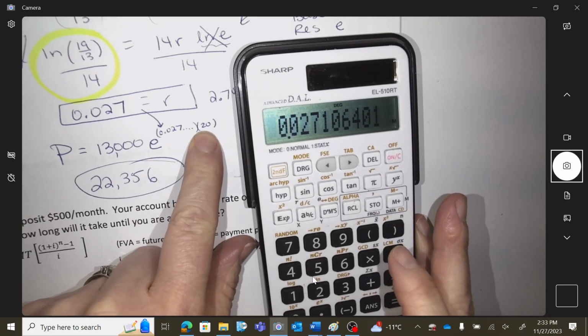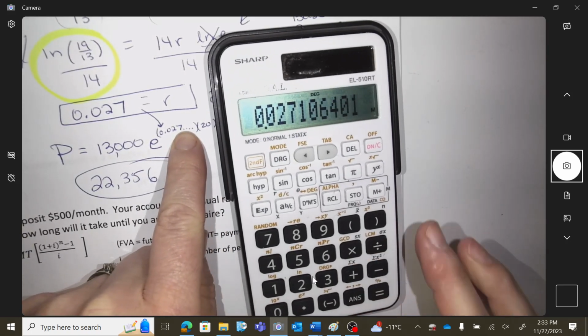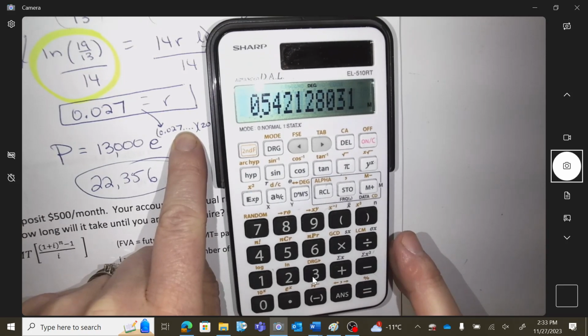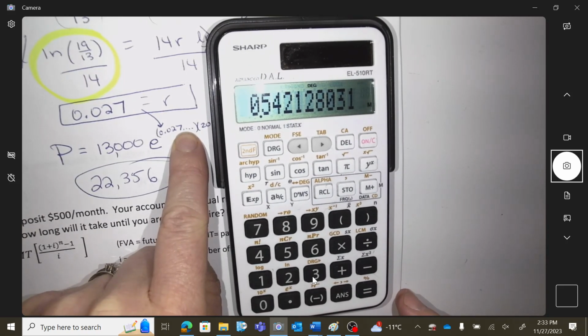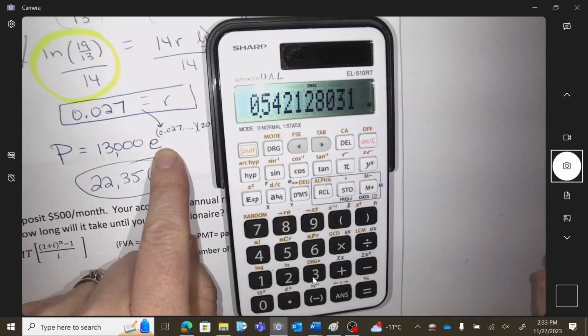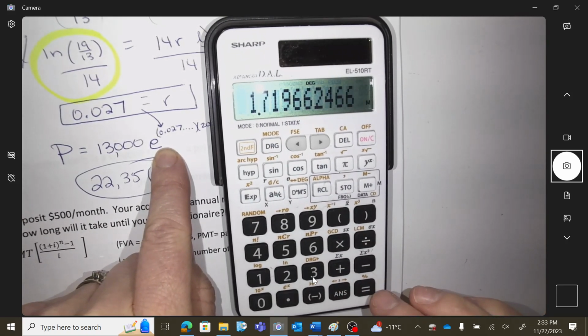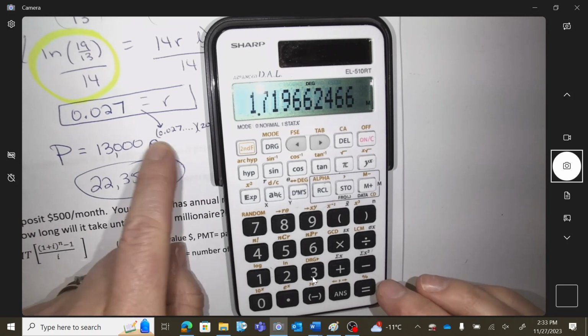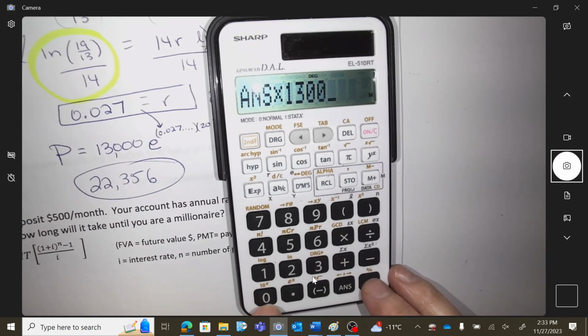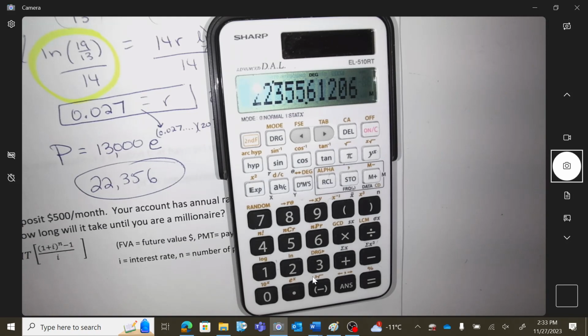I said, what's the whole exponent? So the R times 20 is the exponent. And then what is e to that? E to that equals, then times by 13,000. Okay, BEDMAS, right? Figure out the whole exponent, do the base to the exponent, and then the times. That's BEDMAS stuff, right? Exponents before the multiply.